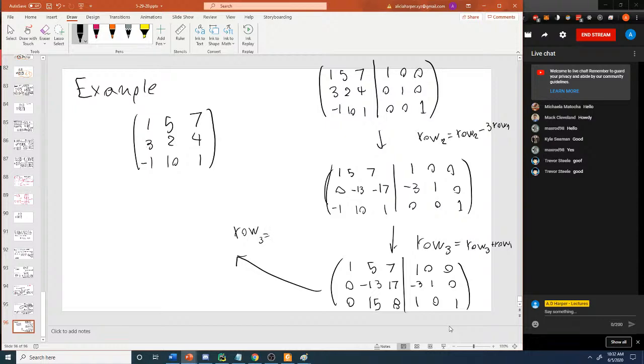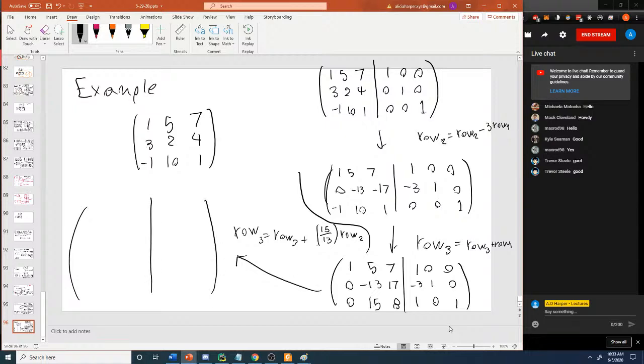The final operation we're going to do is row 3 is going to be equal to row 3 plus 15 over 13 times row 2. The reason I'm doing this operation is I want to cancel out this 15 down here. And after doing that, this will be in upper triangular form, and this will be in lower triangular form.